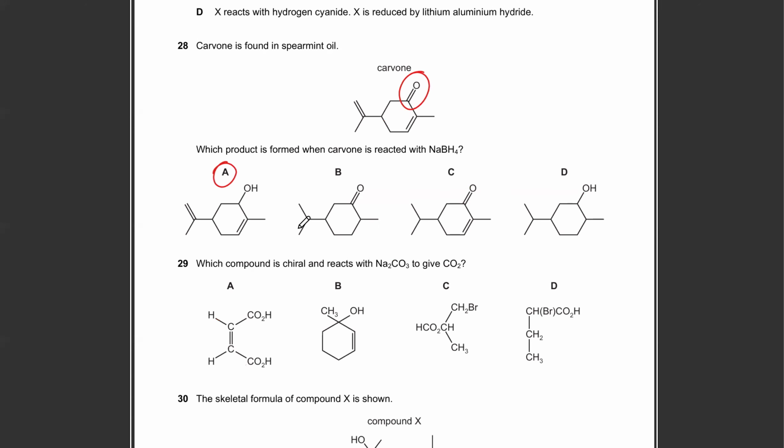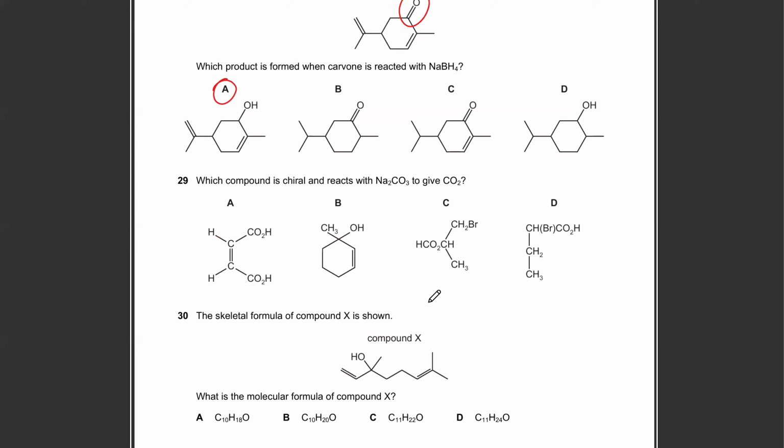What compound is chiral and reacts with Na2CO3 to give CO2? Basically it's an acid. Which one is an acid? It's supposed to be chiral as well. B is excluded, it's not an acid. Yeah. And C is an ester, so no. D has a chiral center. So it's D. It's an acid plus this carbon is chiral. Here there is no chiral center.